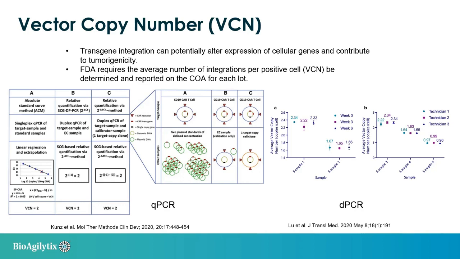Compared to qPCR, digital PCR provides the advantage of absolute quantification and better sensitivity and precision. Therefore, it becomes a preferred method for VCN assessment. The graph on the right shows the VCN determination results of a CAR T cell product using digital PCR. The result was tested over time and among different analysts. The great consistency of the results indicates digital PCR is a robust tool for accurate assessment of average vector copy number.